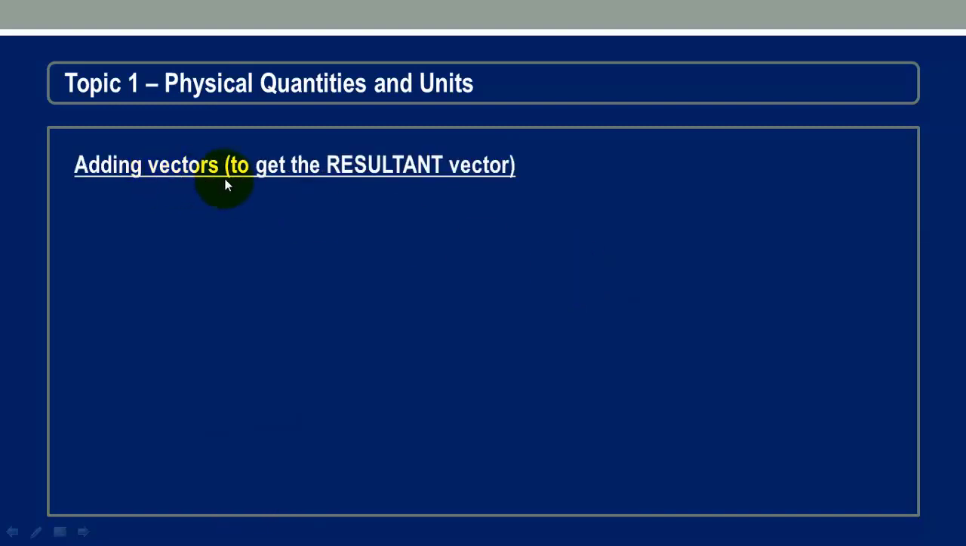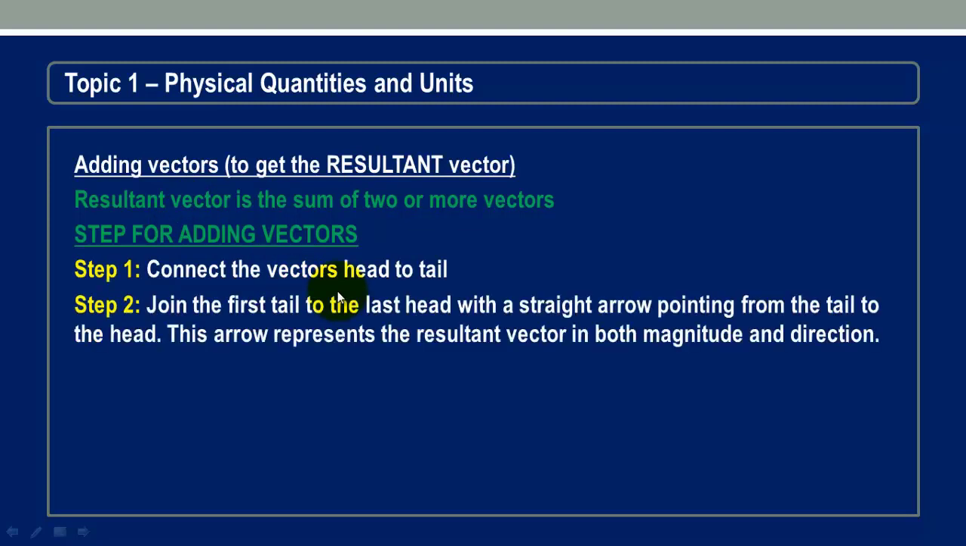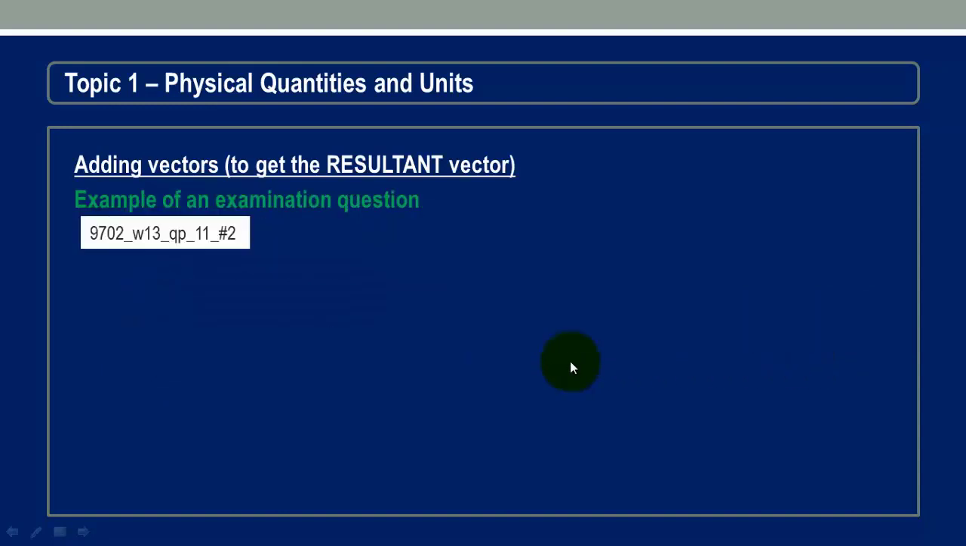Now let's consider adding vectors to get the resultant vector. Resultant vector is the sum of two or more vectors. The steps followed when we want to get the resultant vector are as follows. Step number 1, we connect the vectors head to tail. Step number 2, join the first tail to the last head with a straight arrow pointing from the first tail to the last head. This arrow represents the resultant vector in both magnitude and direction.